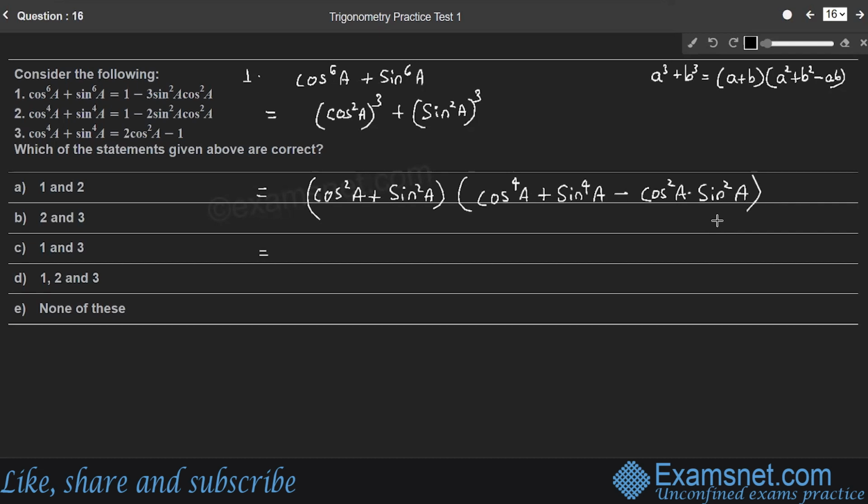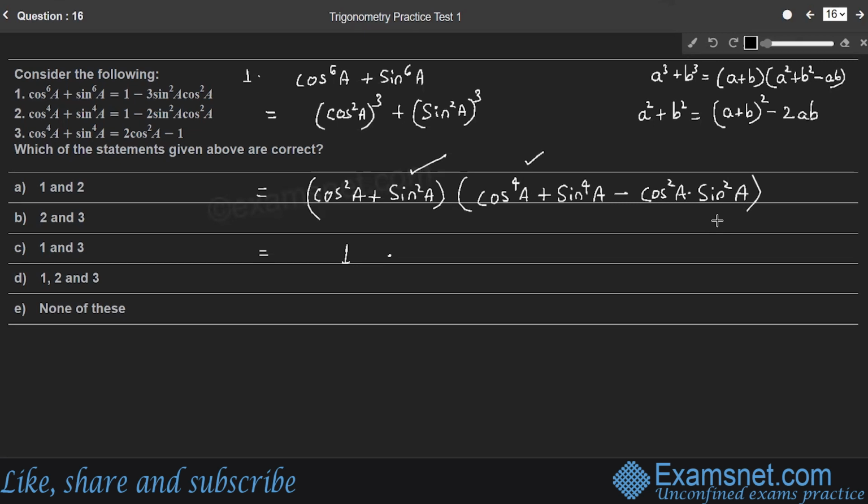Here, students, cos square A plus sin square A is always 1, by the standard trigonometric formula: cos square theta plus sin square theta is always 1. Into, in the second term, we have cos raised to 4A plus sin raised to 4A. This can be written as (cos square A plus sin square A) the whole square minus 2 cos square A into sin square A. Because if you consider a square plus b square, it is always equal to (a plus b) the whole square minus 2ab.